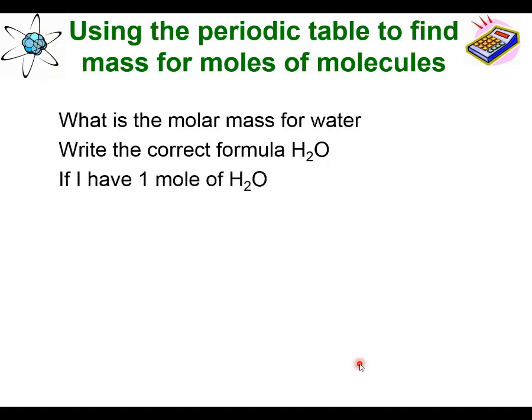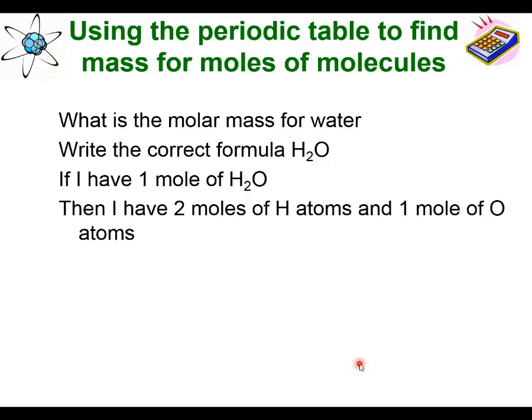Now, if I have 1 mole of water, well, then I can realize 1 mole of water would contain 2 moles of hydrogen atoms and 1 mole of oxygen atoms. So you notice these subscripts tell you about the molar quantities in the formula. So the subscript 2 here tells me 2 moles of hydrogen atoms. If a subscript isn't shown, we assume it's a 1. So that means I have 2 moles of hydrogen for every 1 mole of oxygen in a mole of water because the formula tells me so.